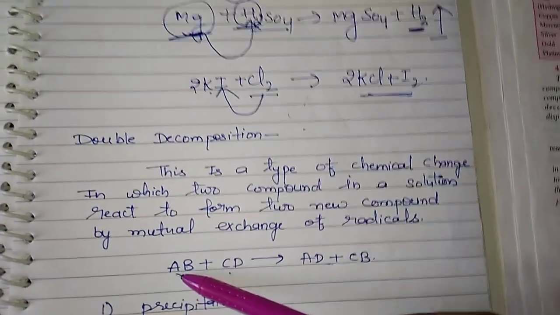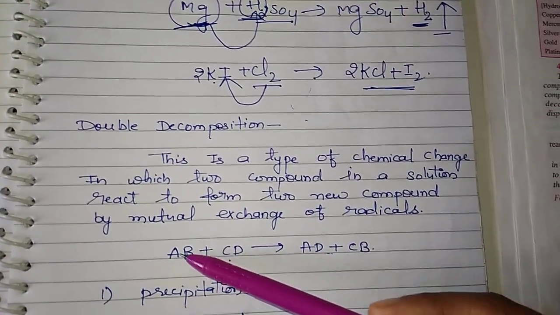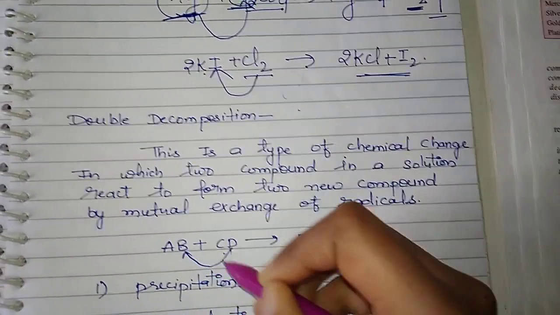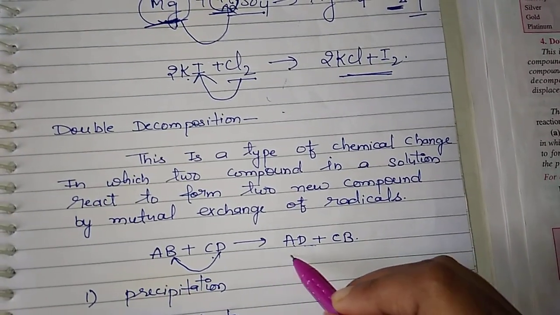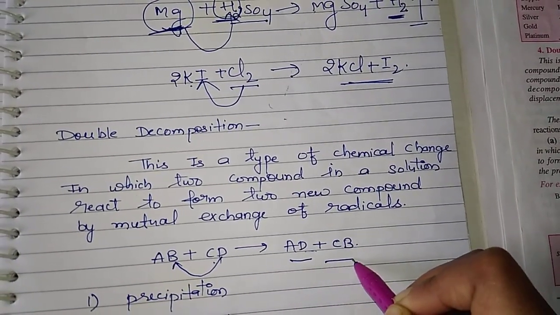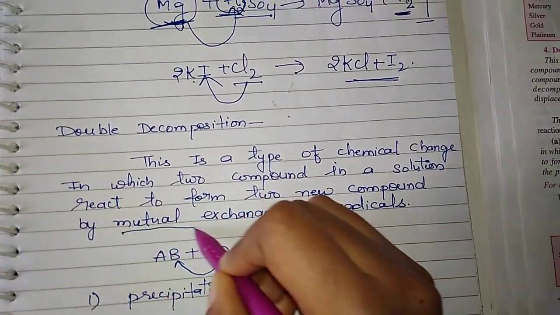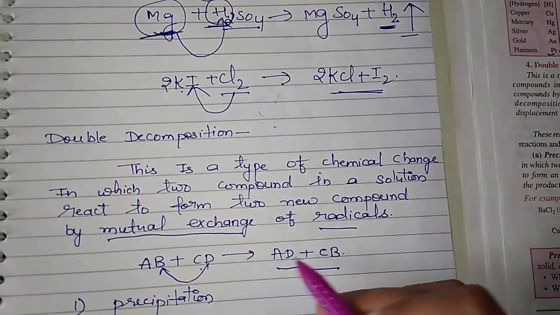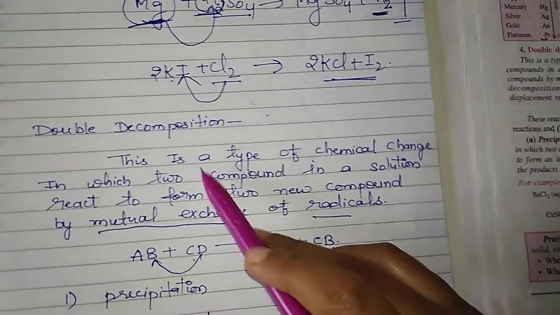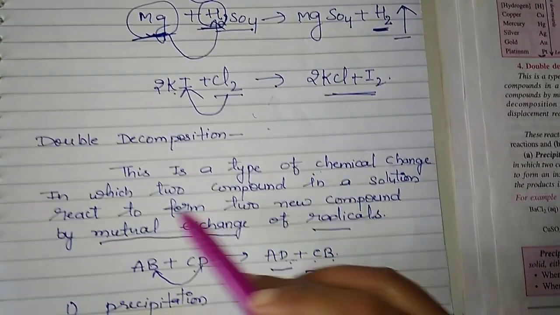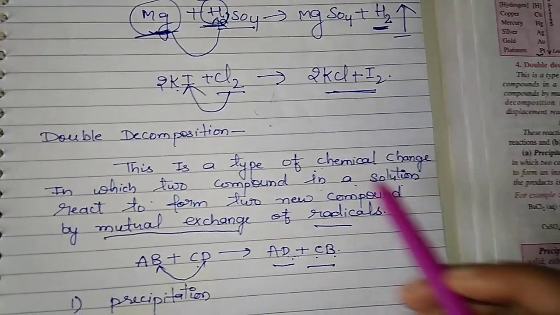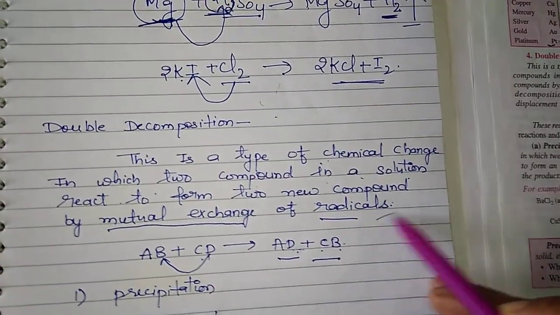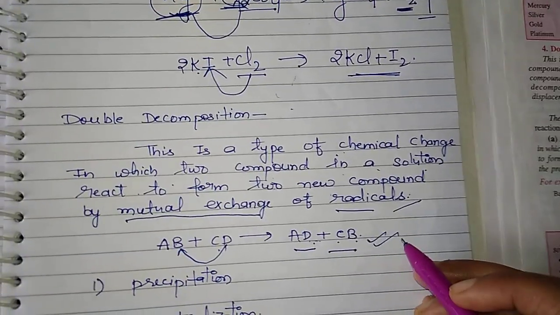Here you can see a double decomposition reaction: AB plus CD gives AD plus CB. This means D displaces B in a compound, and two new compounds are formed by mutual exchange of radicals. Here AD and CB are formed. This is a type of chemical change in which two compounds in a solution react to form two new compounds by mutual exchange of radicals. This one is a double decomposition reaction.